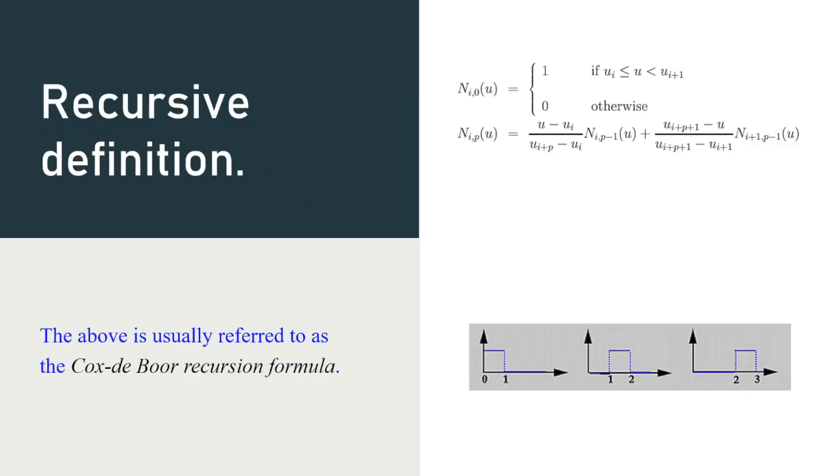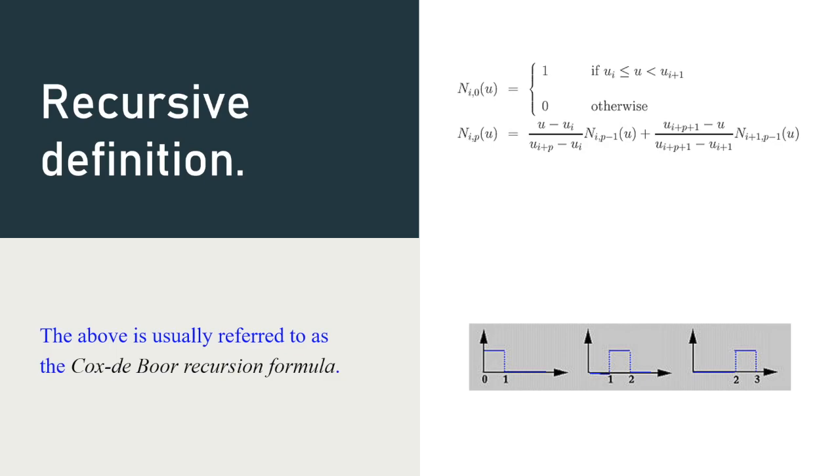To define B-spline basis functions, we need one more parameter, the degree of these basis functions, p. The ith B-spline basis function of degree p, written as N_i,p of u, is defined as follows. The above is usually referred to as the Cox-de-Boer recursion formula. This definition looks complicated, but it is not difficult to understand. If the degree is 0, these basis functions are all step functions, and this is what the first expression says.